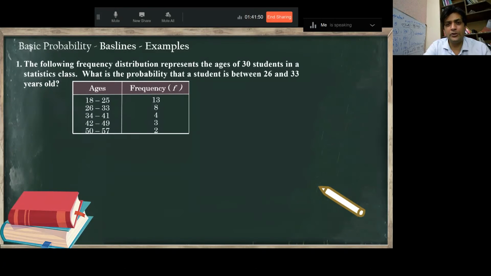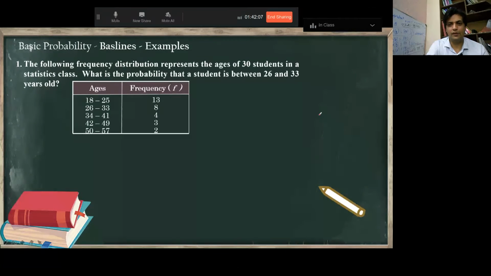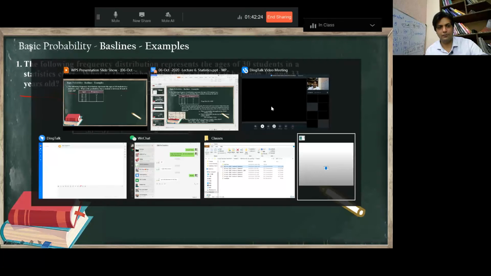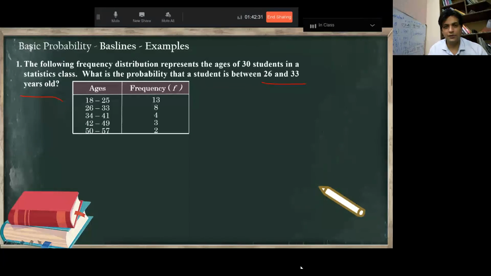The following frequency distribution represents the age of students in a statistics class. So you're going to solve this, okay? I'm asking you, what is the probability that a student is between 26 and 33 years old? Tell me, quickly solve this one. Who can solve this? 26 and 33. What is the probability?